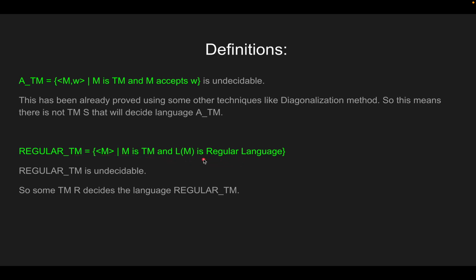Regular TM is undecidable. What is this language regular TM? This language contains the string encoding of M, where M is a Turing machine and the language of M is a regular language. If the language of M is a regular language, then the encoding of M comes under this language regular TM. So if this is not decidable, it means there is no Turing machine R that can decide whether the language of M is regular or not. There is no such Turing machine that can decide this problem.